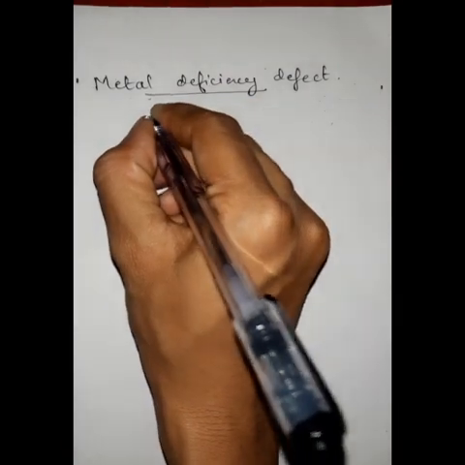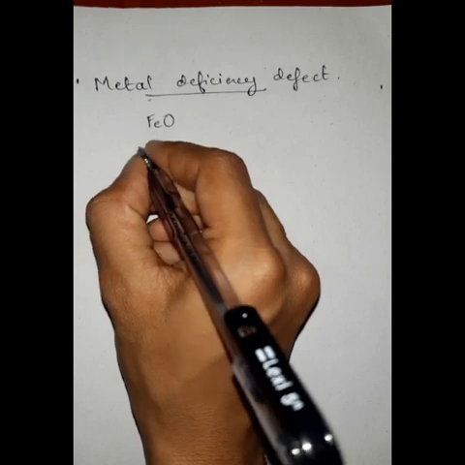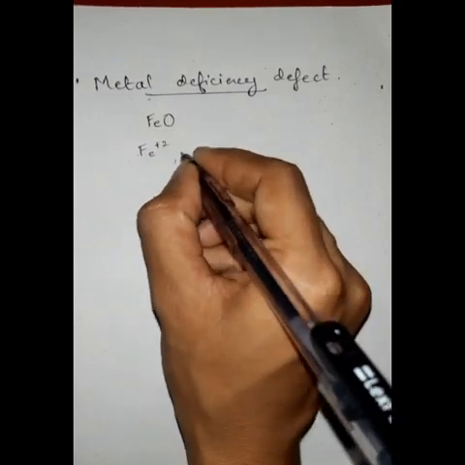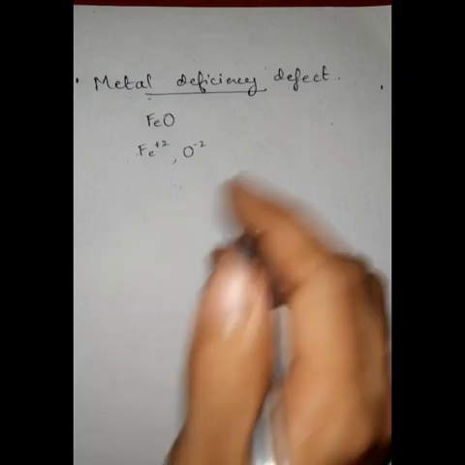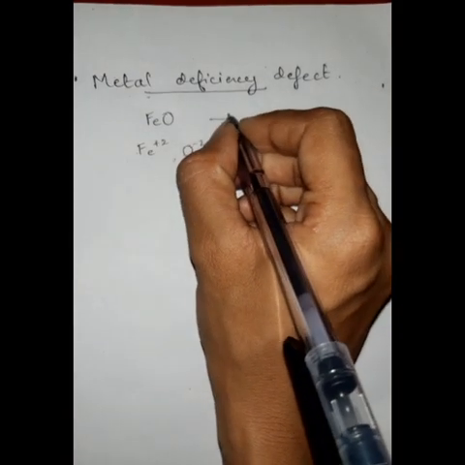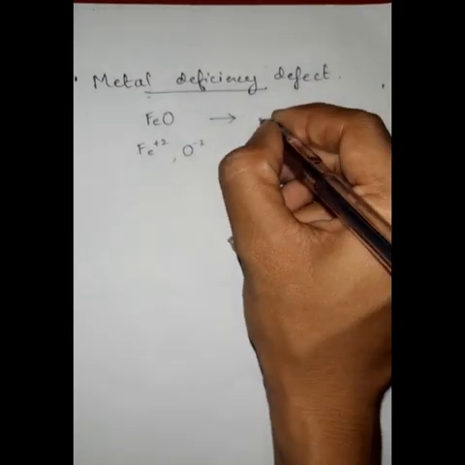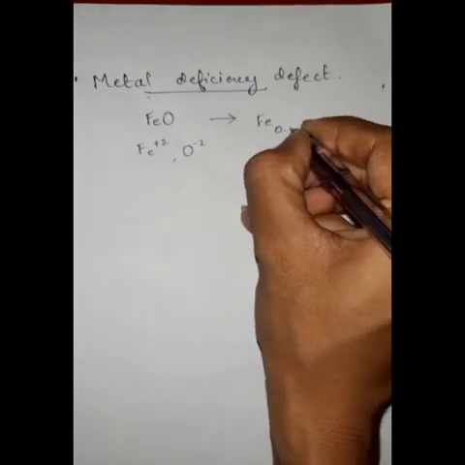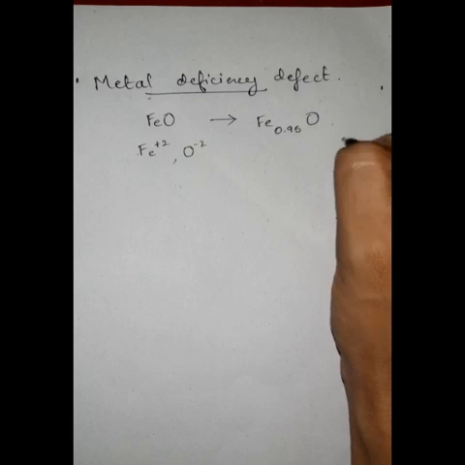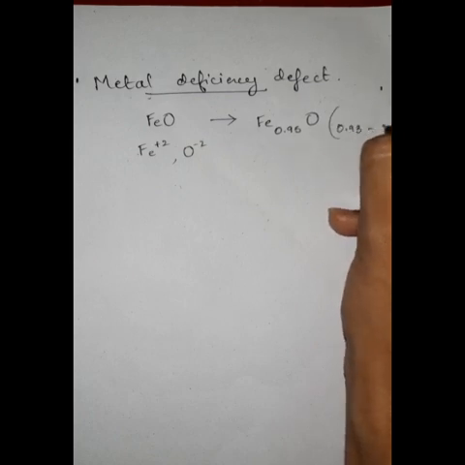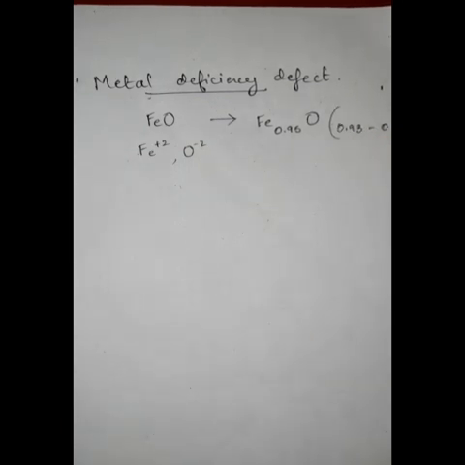Metal deficiency defect is usually seen in FeO. FeO is nothing but Fe plus 2 and O2 minus. This should be the composition. The usual composition of FeO is Fe 0.95 O. It can also range from 0.93 to 0.96.